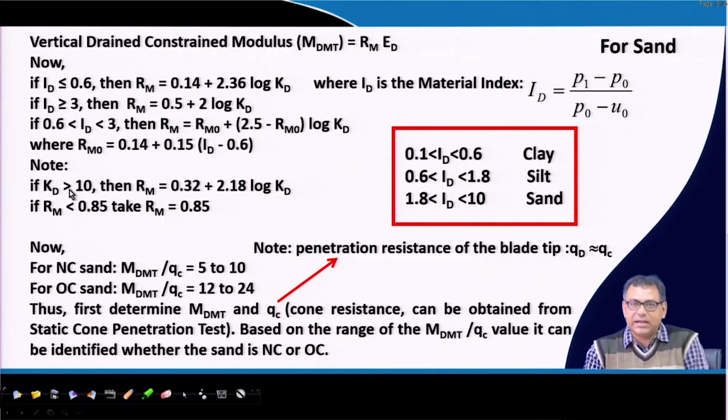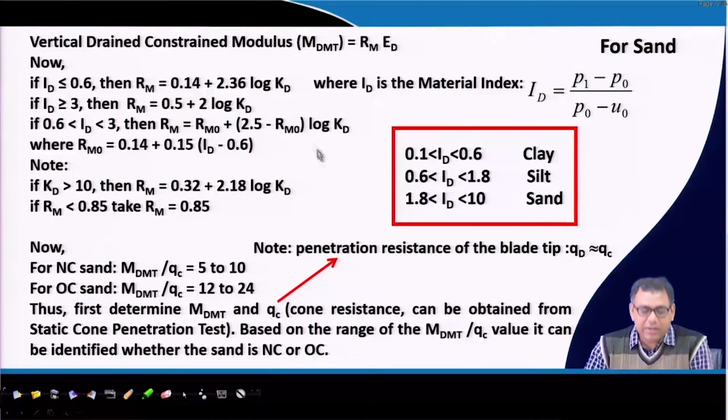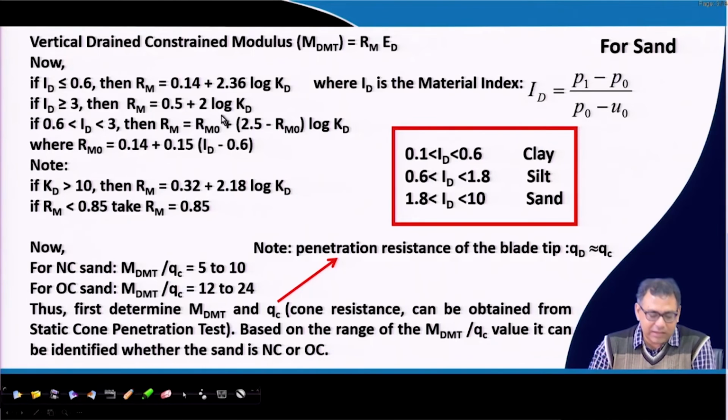So, initially you check what is your KD value. If your KD is greater than 10, directly you use this RM expression. Now, if your KD is less than 10, then based on different ID you calculate the RM. Clear? If your KD is greater than 10, using this expression, and if your KD is less than 10, then based on different ID value you will get the different RM value. And another condition is that if by any chance the above expression is giving the RM less than 0.85, then you take RM equal to 0.85. Your RM cannot be less than 0.85. RM you have to take 0.85 or more.